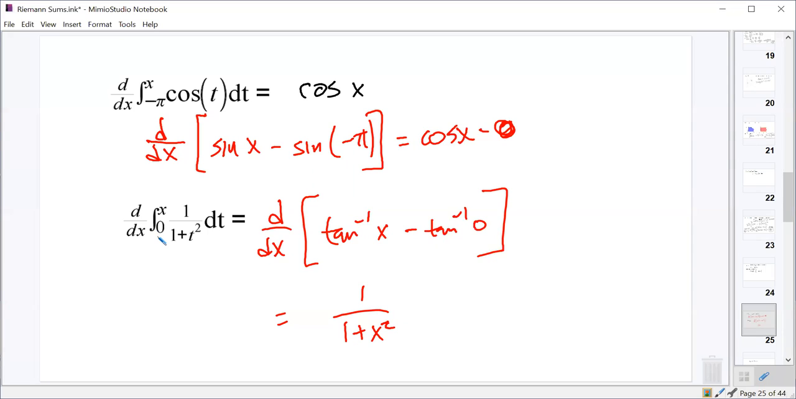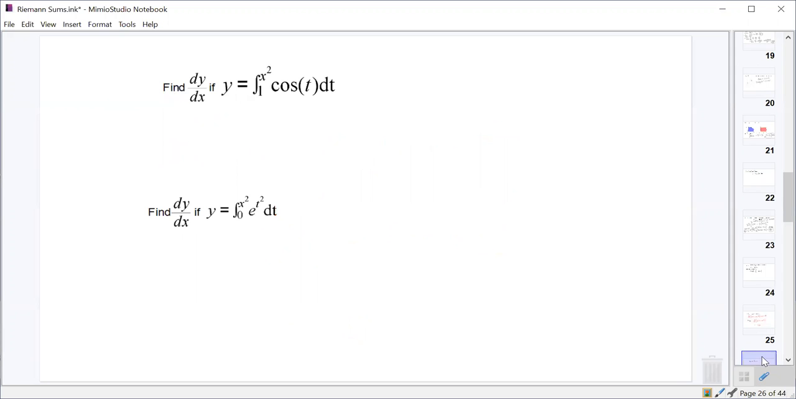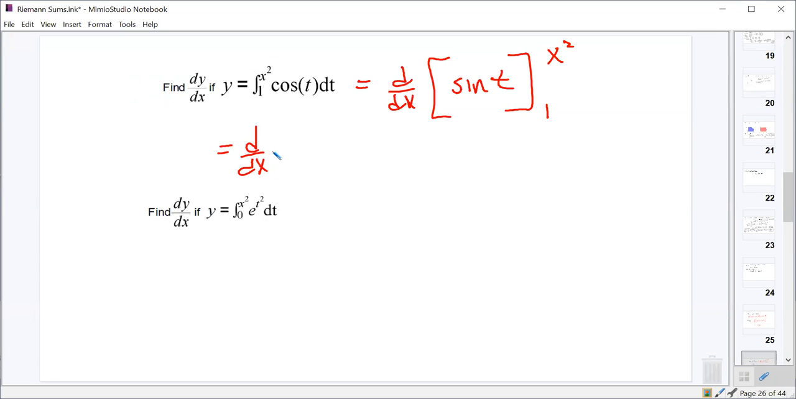They like to ask a question or two with these. Usually they aren't a constant to just x. They're something a little bit more complicated, like a constant to a function, perhaps. So like 1 to x squared. So if we were to try and work through this one in that same manner, we want to find the derivative of this. Well, that'd be the derivative. And like we said, what's the integral of cosine? It's sine, right? So we'll say sine of t evaluated from 1 to x squared. So that becomes the derivative of the sine of x squared minus the sine of 1.